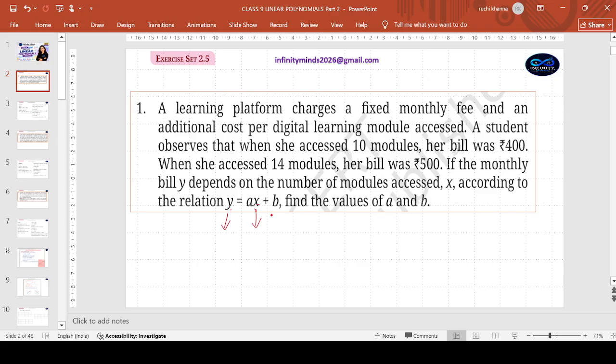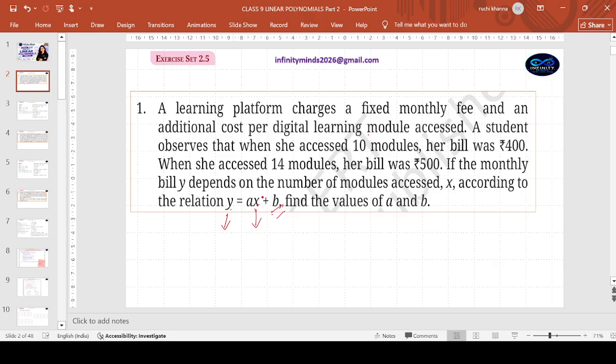Apart from that, what else is there? What is b in the case? b is the fixed monthly fee which the platform is charging. Like you also have this example shared in the textbook that if you have access to your internet modem which you put up, so putting the modem in is one fixed fee, and apart from that the amount of data that you use, accordingly the bill will come. If you access more internet data, you may pay a higher bill.